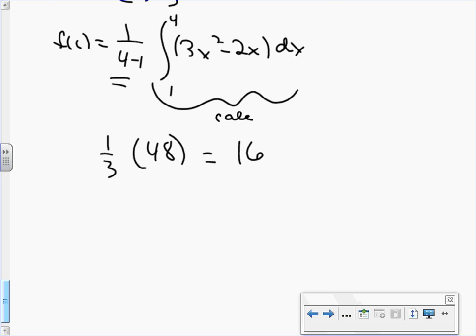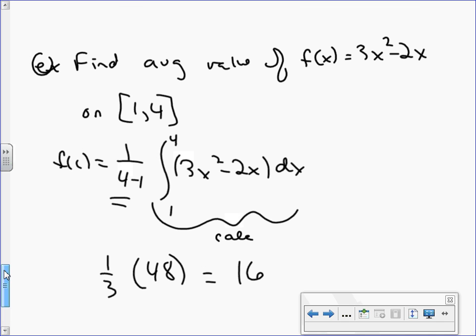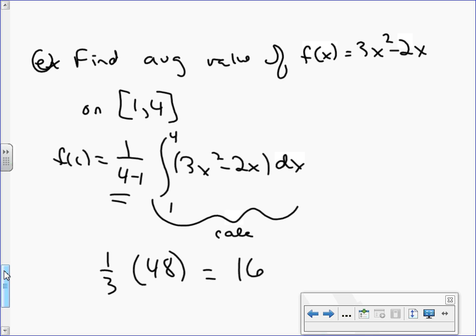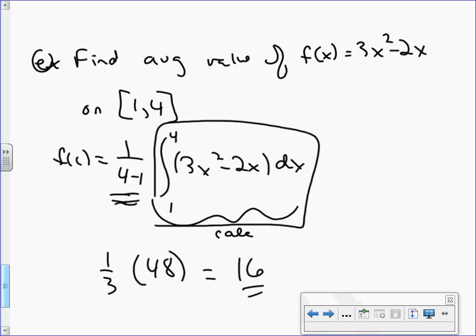Okay? So the function f of x equals 3x squared minus 2x has lots of values. It has f of 1, f of 2, f of 3, f of 4, f of 1.5, f of 1.9, f of 3.6. All of those are values. But if you add up every single value, that's this, add them all up and divide by b minus a, you get that the average value is 16.